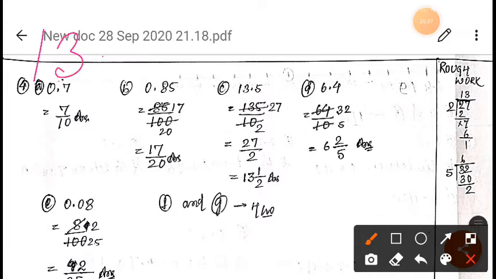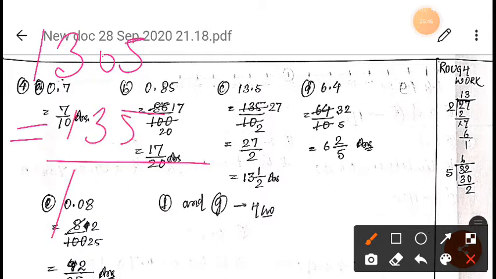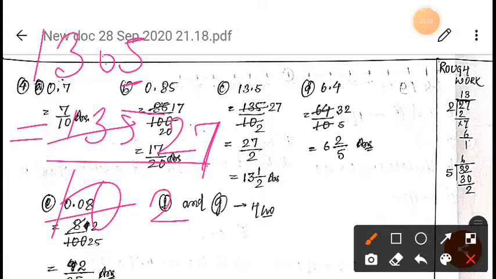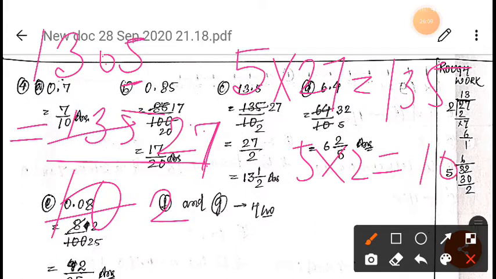It is written 13.5. Again, you have to do nothing, just write 135 as it is, and write 1 after the point. How many digits? Only one digit, so 10. When you divide this, 5 twos are 10, and 5 sevens are 35. So you should always remember that 5 into 27 is 135, and 5 into 2 is 10. So the answer will be 27 by 2. Okay, we have got what?